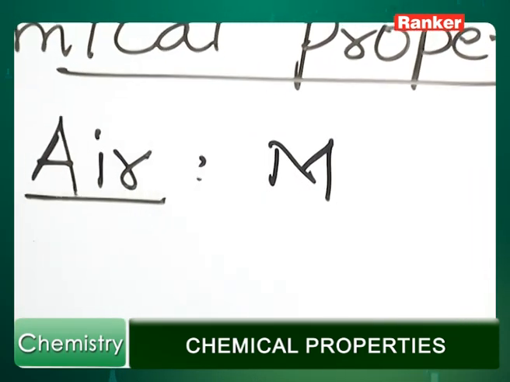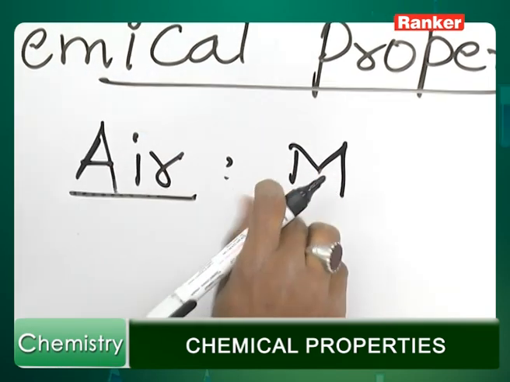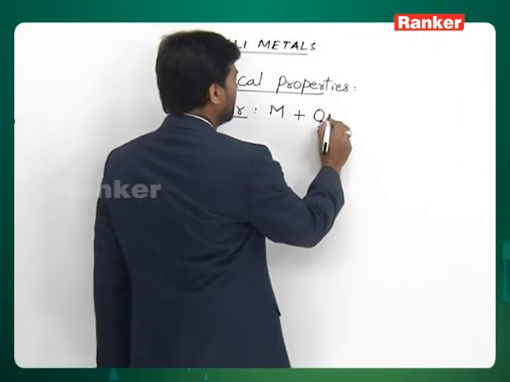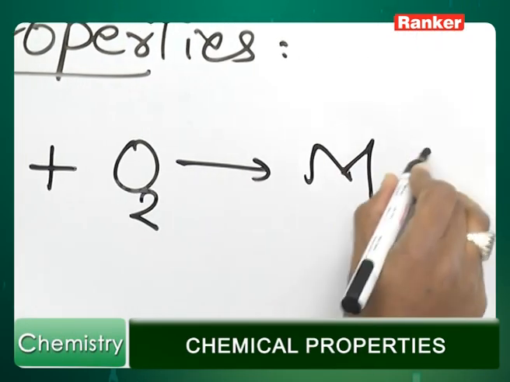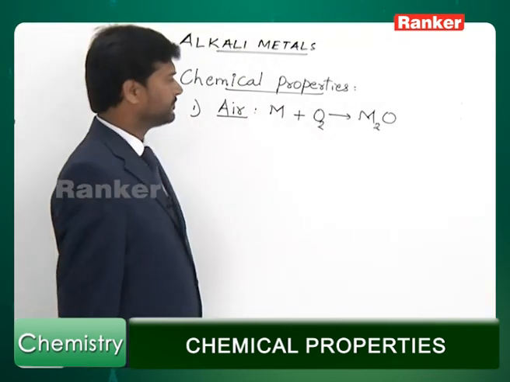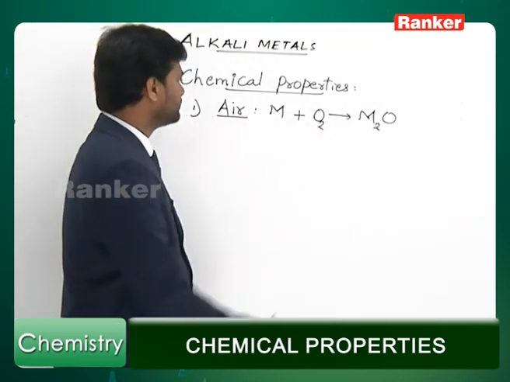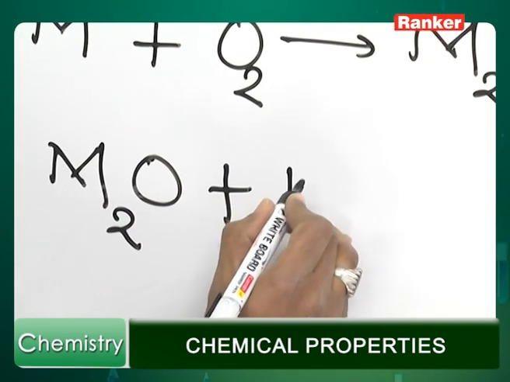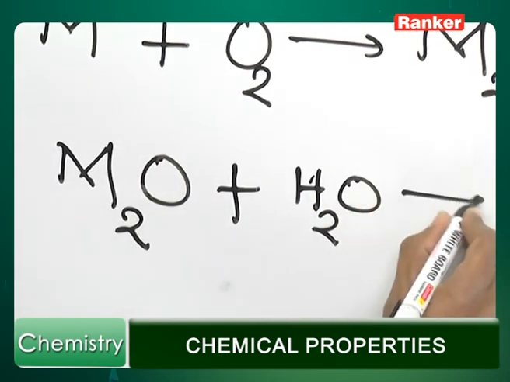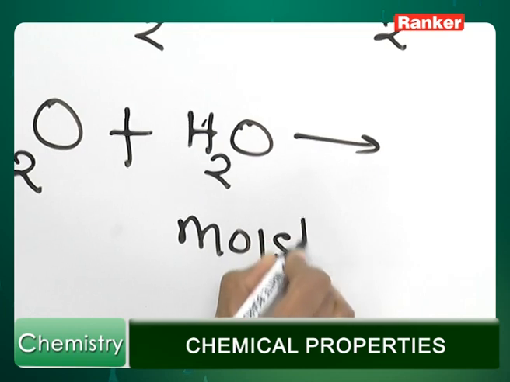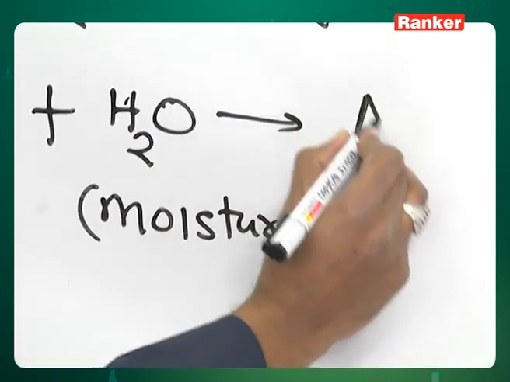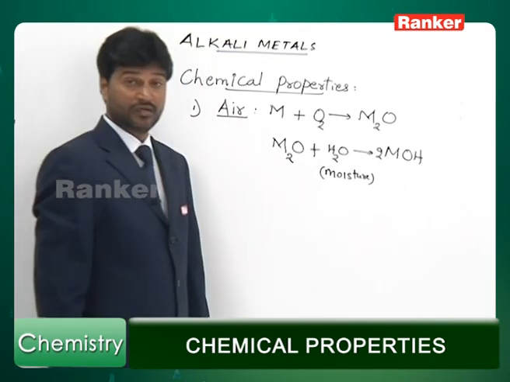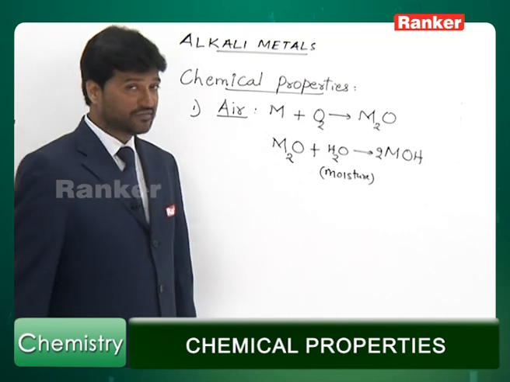The general representation can be shown like this. M is an alkali metal. It reacts with oxygen of air and it gives an oxide, M2O. And the reaction will not stop here. M2O then combines with moisture and you get MOH, metal hydroxide. And again the reaction will not stop at this stage also.